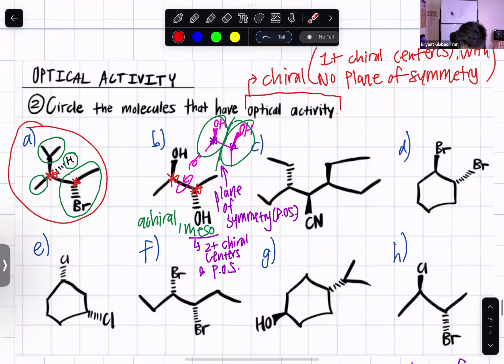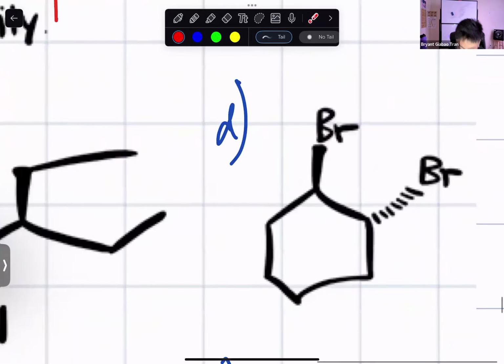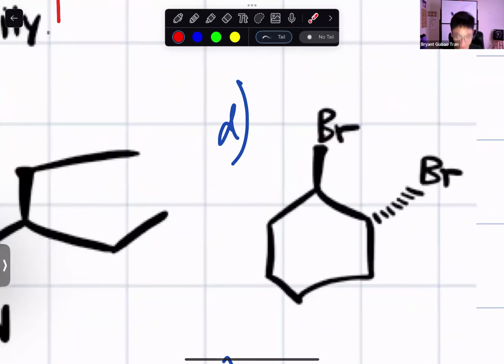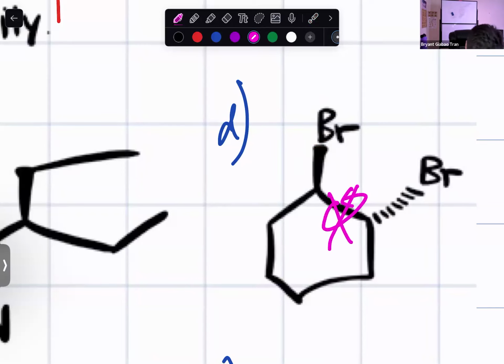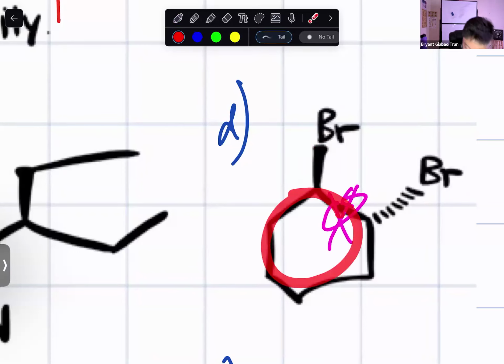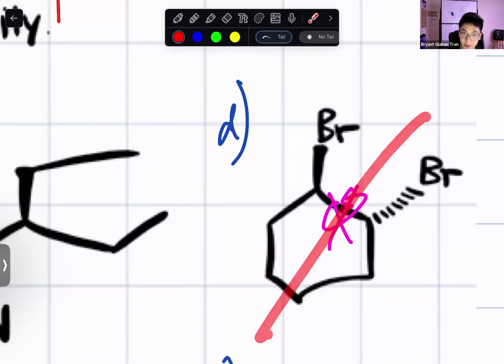And that's this case right here, D, right? Because if you try doing that same technique that I showed you guys earlier, where you see one wedge, one dash with the same group, and you try to rotate it, you cannot do that because this isn't a ring. You can't rotate rings. You can't rotate double bonds. You can't rotate triple bonds. So it's stuck there. It's localized there.